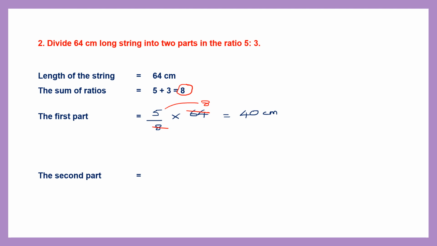The second part will be, take the second number, which is 3. 3 by 8, sum of the ratios, into the length of the string, which is 64. Cancel. 8 8s are 64. Now multiply 8 into 3. 8 3s are 24. So we have got our answer. The length of the first part is 40 centimeters and the length of the second part is 24 centimeters. Now when you add up both these, you will get the length of the string, which is 64 centimeters.